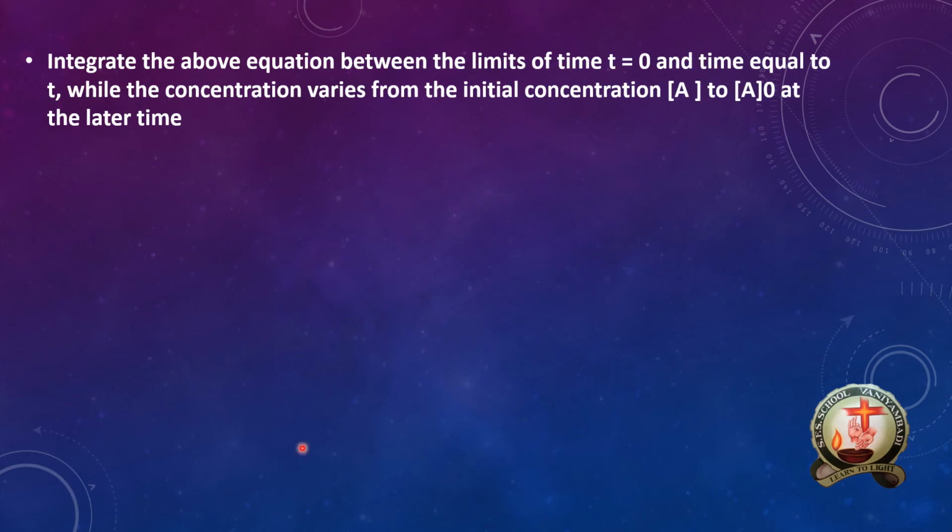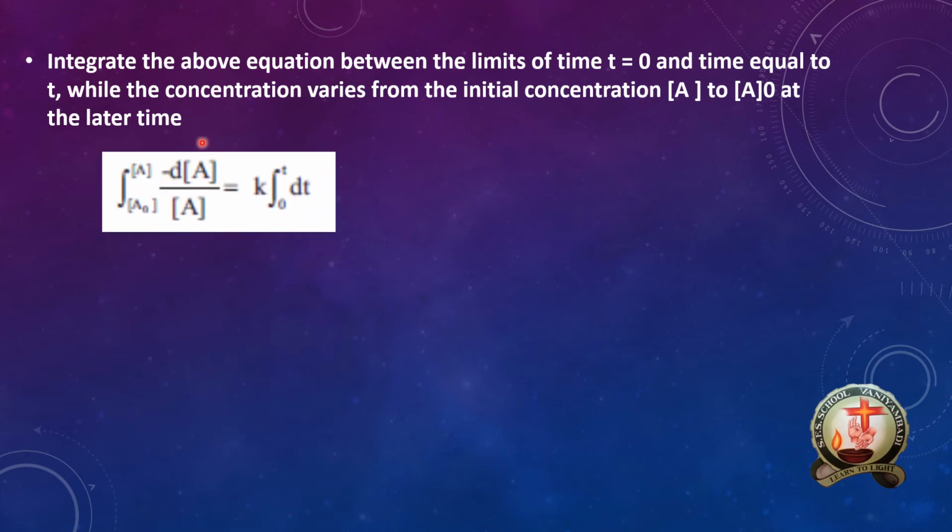So, integrate the above equation between the limits of time t0 and t. The concentration at the initial stage is A0, and at the final stage is A. I am integrating the above equation, substituting the limits: initial concentration A0, final concentration A, dA by A, and the time. K is not added to the limit because the proportionality constant should not come under the limit. I can apply the dt.